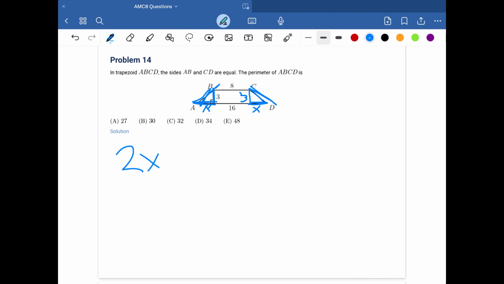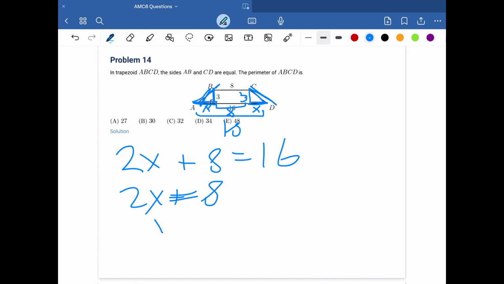2x, where since this is the whole 16, and this is 8, we can write 2x plus 8 is equal to 16, which is 2x is equal to 8, and x is 4. So then we form a 3, 4, 5 triangle. And I know this is 3, 4, 5 because it's a Pythagorean triplet.